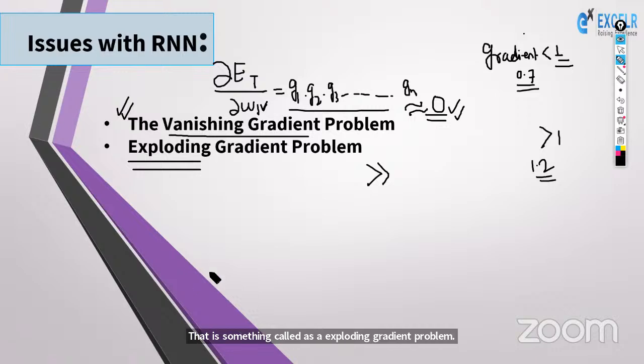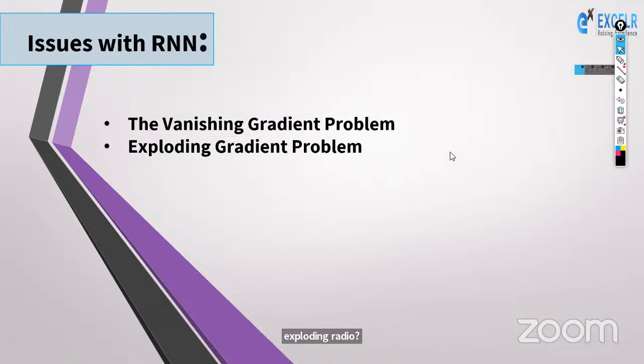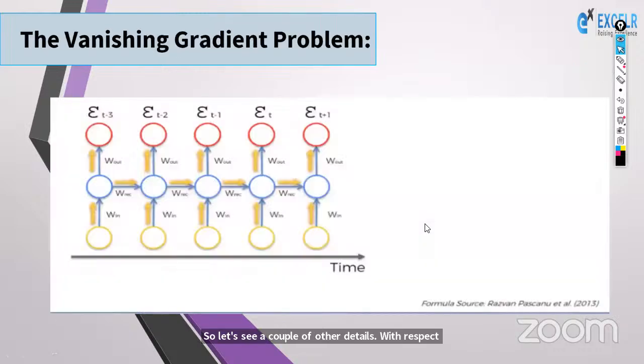Is that clear, guys? What is the vanishing gradient and exploding gradient? Cool. So let's see a couple of other details with respect to these two issues.